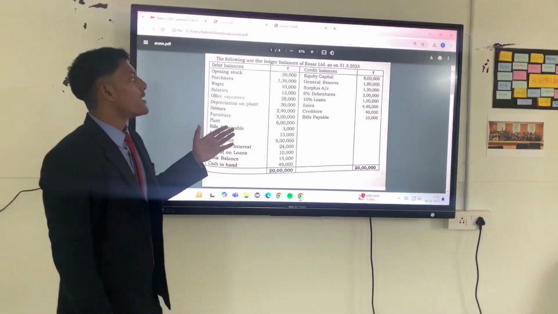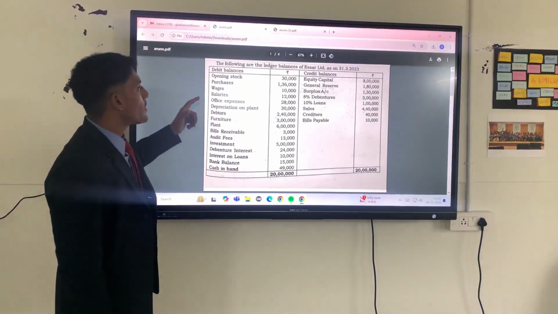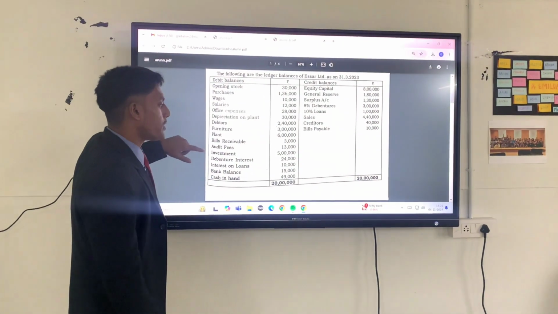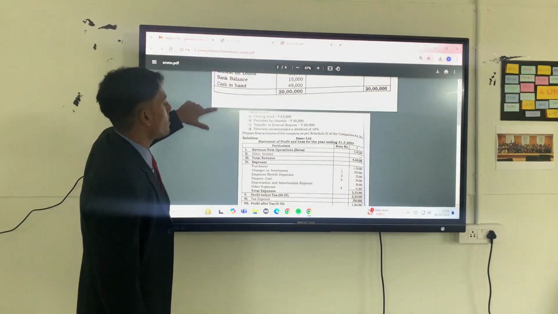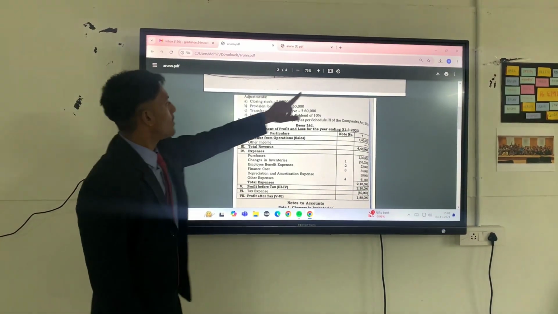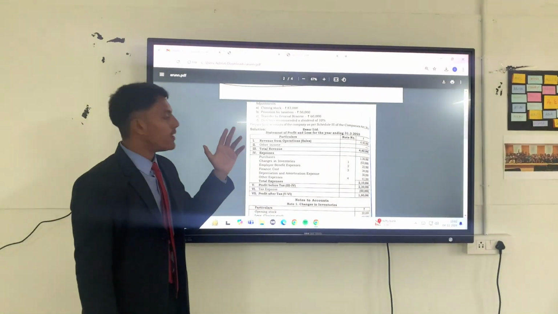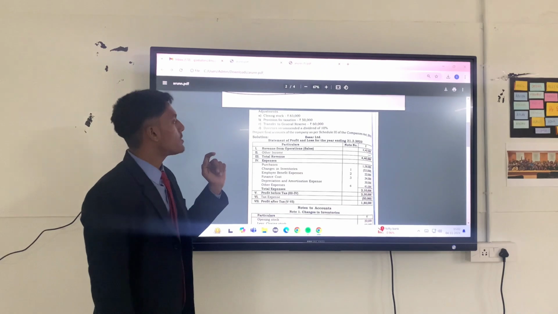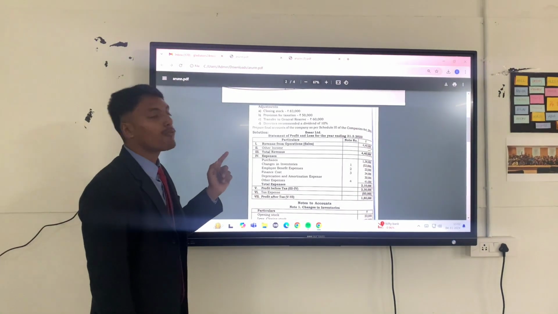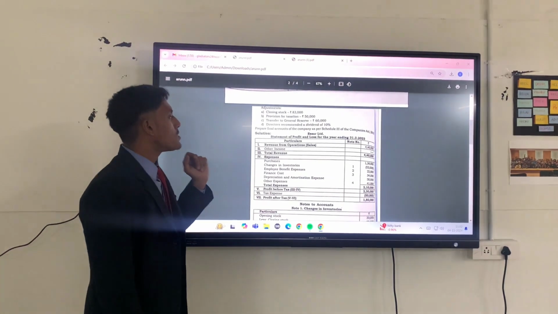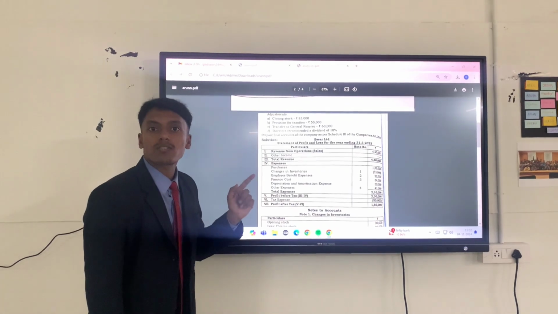The following are the ledger balances of SO Limited as on 31/3/2023. These are the credit and debit balances. Here we can see the closing stock 80,000, provision for taxation 50,000, then transfer to general reserve 60,000, then recommended dividend of 10%. The question is to prepare the accounts of the company as per Schedule 3 of the Companies Act 2013.